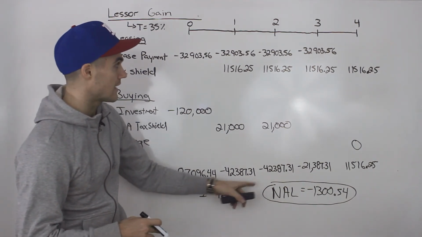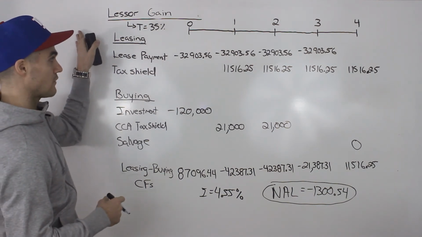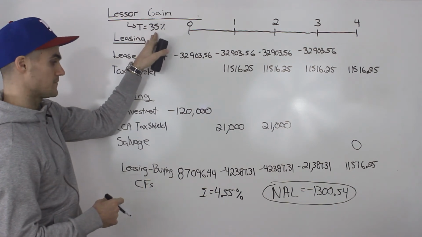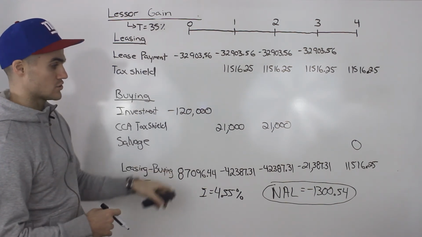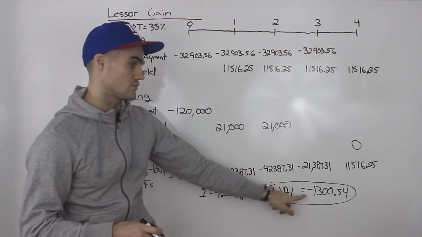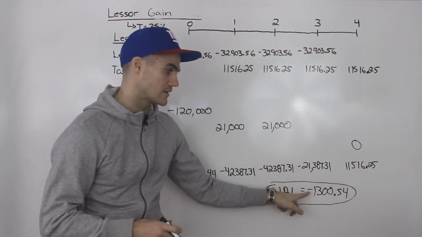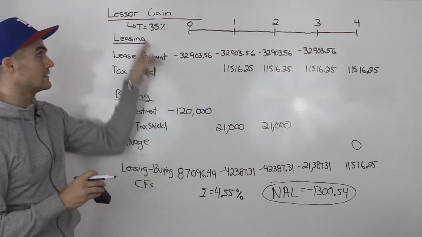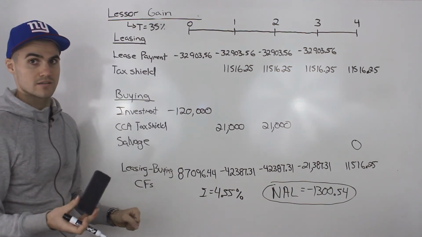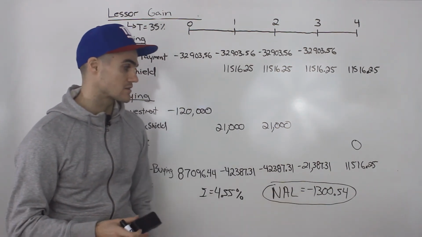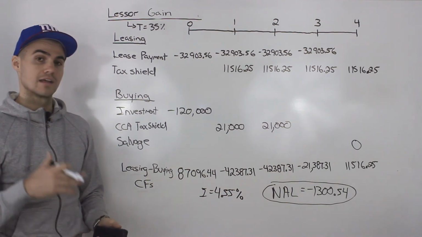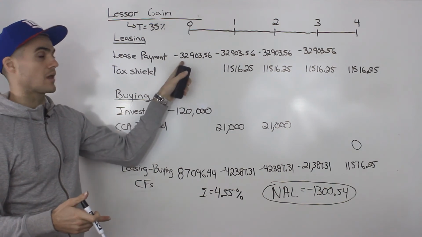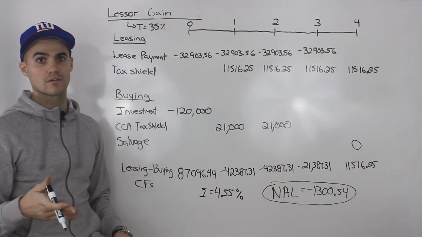And you can get this amount again in the Excel file on the side. You just input this lease payment, input this tax rate, and then everything should net out to this amount here. And again, because that net advantage to leasing is negative from the lessor's perspective, that is a positive value. So the answer is $1,300.54. That's the lessor's gain if we use the break-even payment for the lessee that we found in part A.